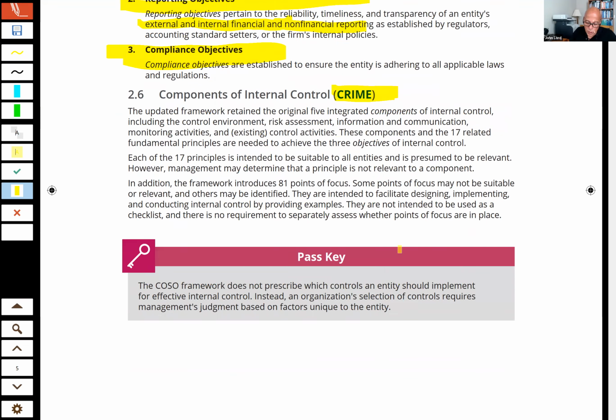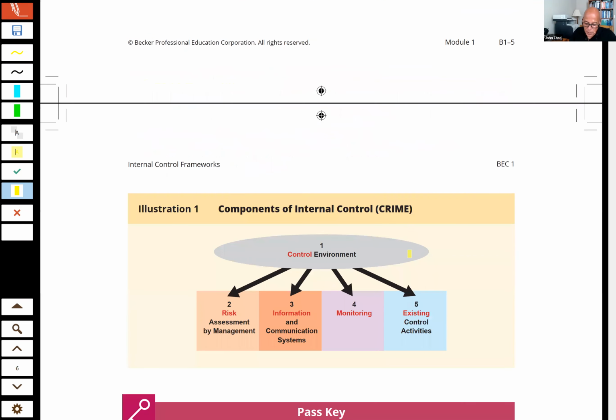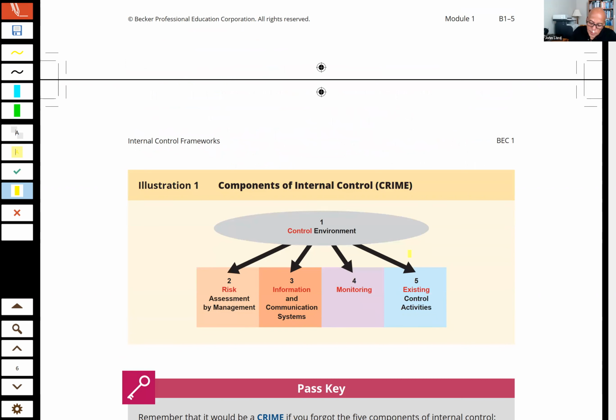Now, when you look at the next page here, you can see that the control environment is the most pervasive component of internal control. Most pervasive, meaning that it does what? It touches all the other components. It starts at the top and it touches all the other components.